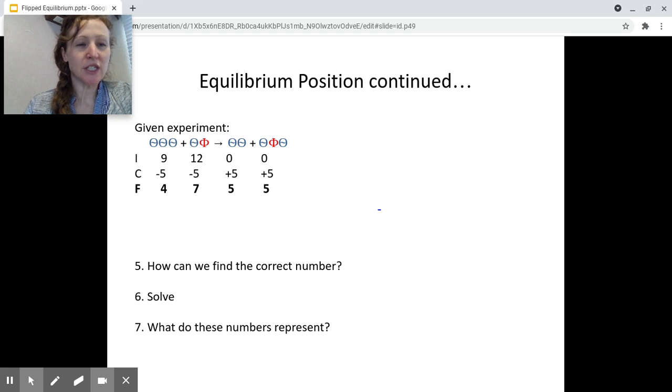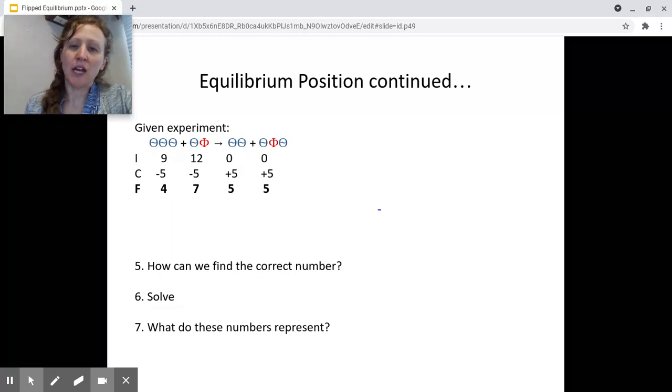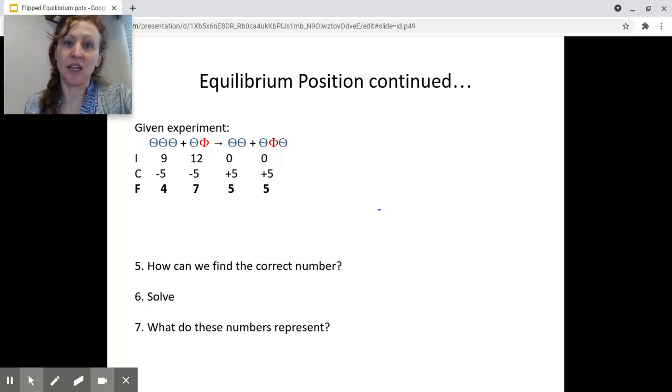We are going to continue to talk about equilibrium. So we're exploring this idea of change in an equation, right? We're exploring this idea of change and how it gets us to our final state. So in the last video, this is where we ended.